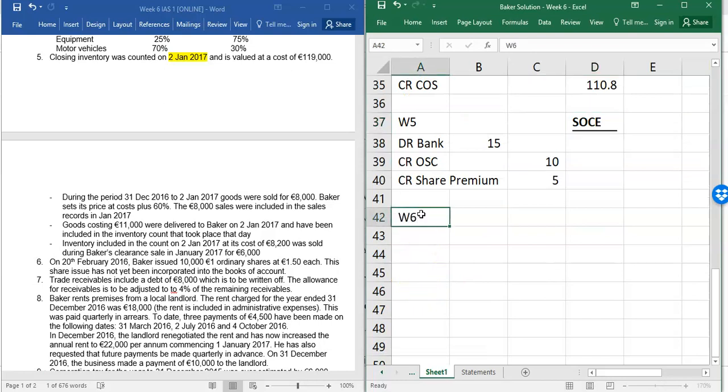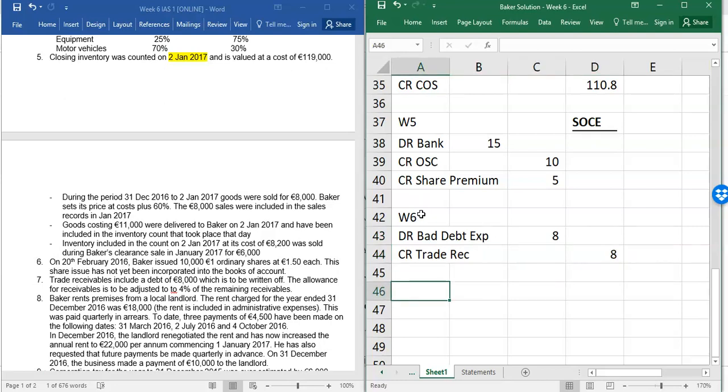Working 6 then is our trade receivables and our bad debts. We have a bad debt to be written off of 8,000, so that's a traditional type adjustment. Debit bad debt expense and credit trade receivables. Because it's a bad debt, it's directly credited to trade receivables, 8 and 8.